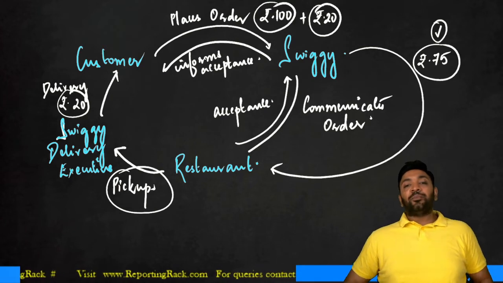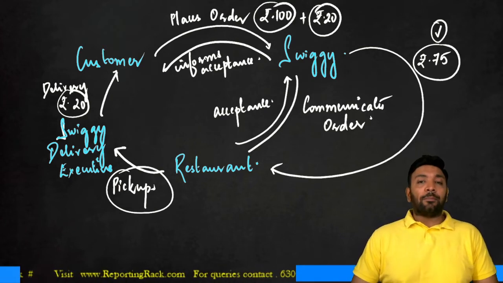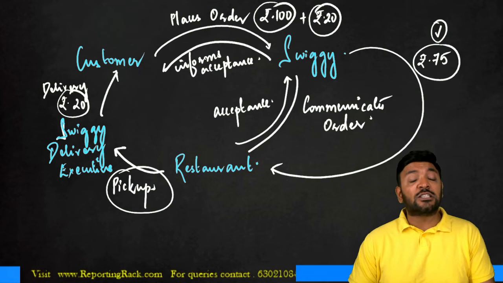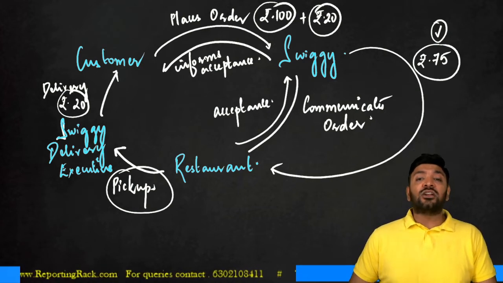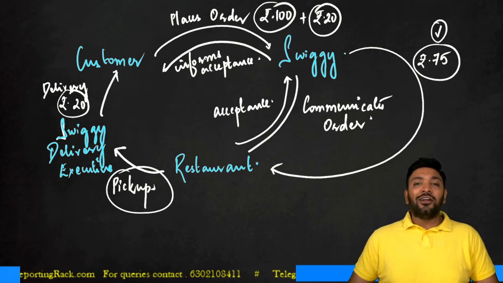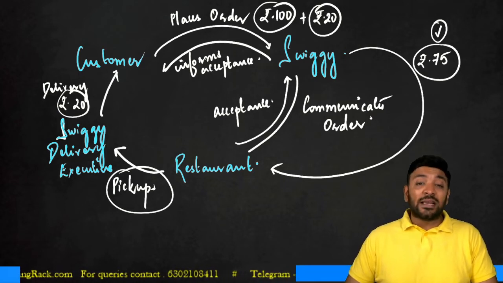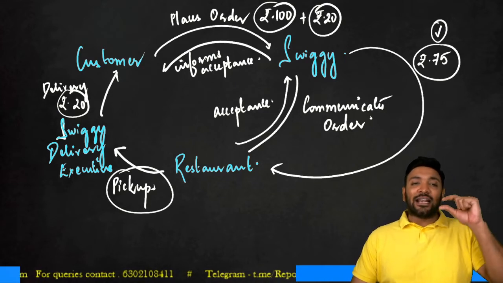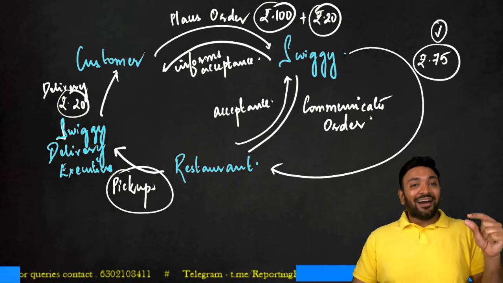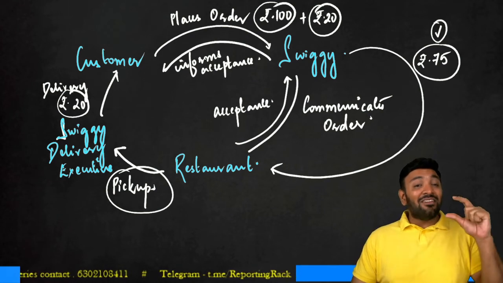Now you will say, sir, it is Swiggy to whom I place the order. It is Swiggy's responsibility to make sure that the order is delivered to me. So the entire thing is an obligation of Swiggy only? Absolutely not. To make sure that it is not Swiggy's responsibility, at the end of the delivery, the customer gets two ratings. Rate the delivery, rate the restaurant. He will give you two.